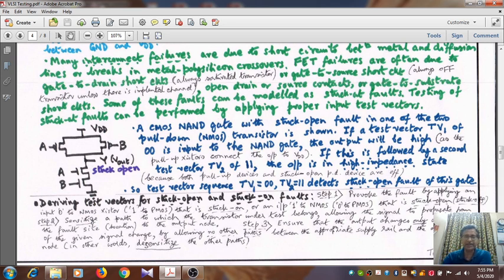And the final step is what? Ensure that the output changes only as a function of the given signal change by allowing no other paths between the appropriate supply rail and the output node. In other words, desensitize all the other paths. Sensitize only the path from the actual fault location to the output and desensitize all the remaining paths. Okay, let us see one example.